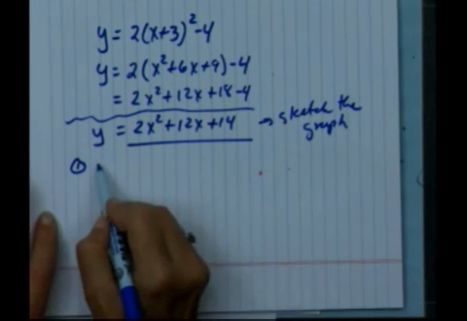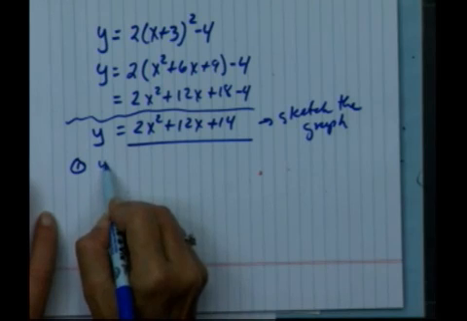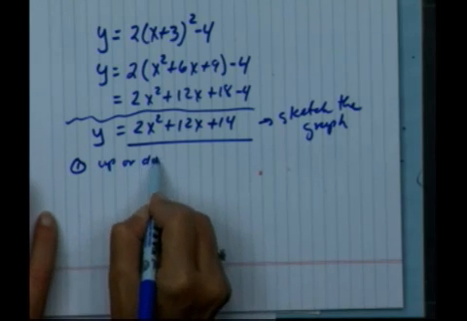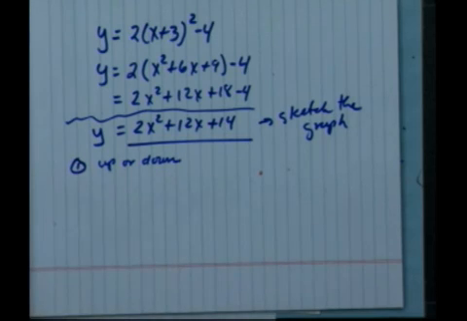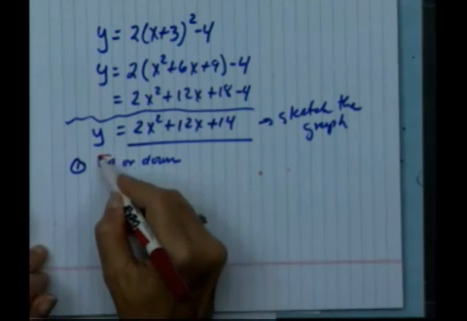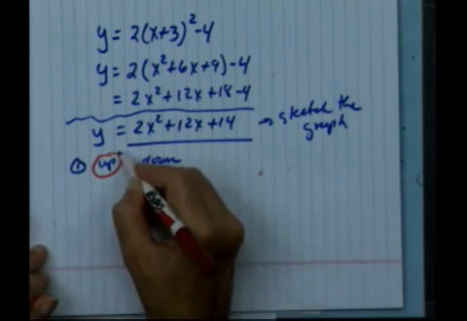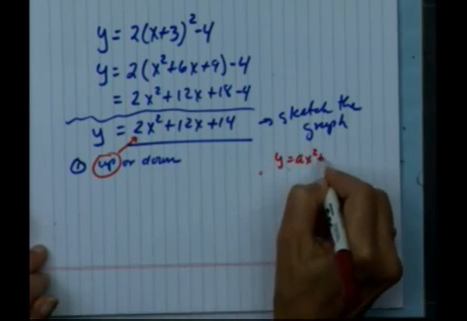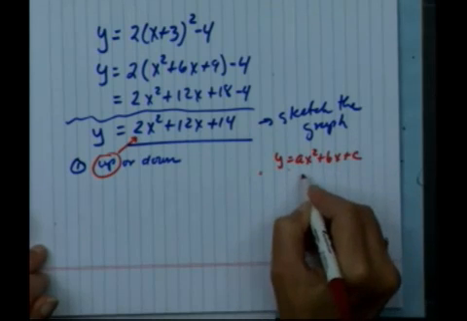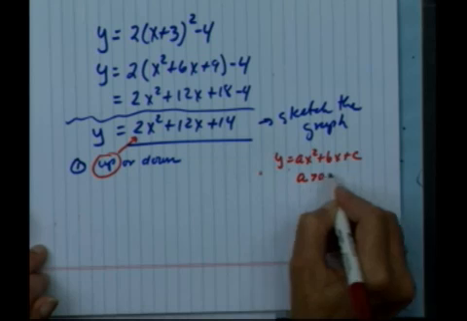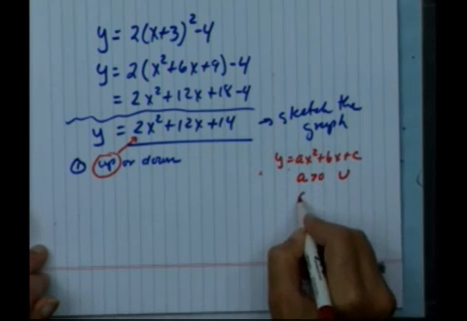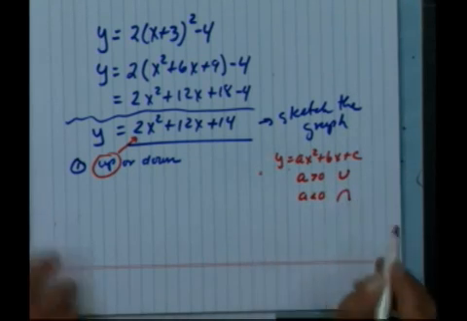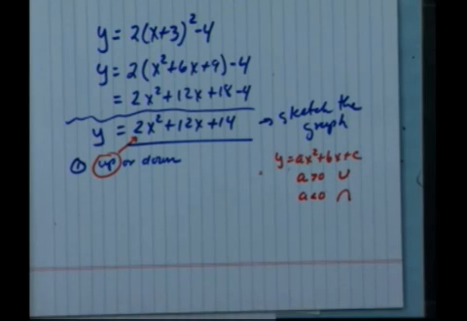I like to know, is this graph going to open up or is it going to open down? And what would everybody say? Up. And why is it up? A is positive. She's saying if you have y equals ax squared plus bx plus c, if the A is greater than 0, it's going to open up. If the A is less than 0, it's going to open downward. So it's going to open up because you got a positive 2 there.